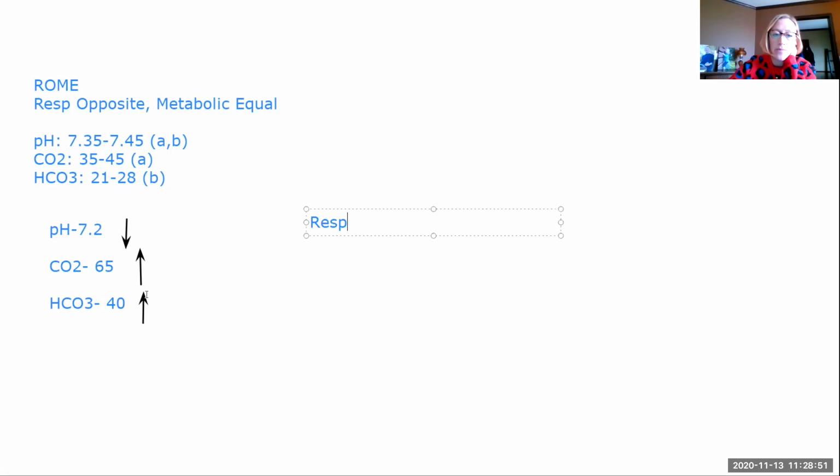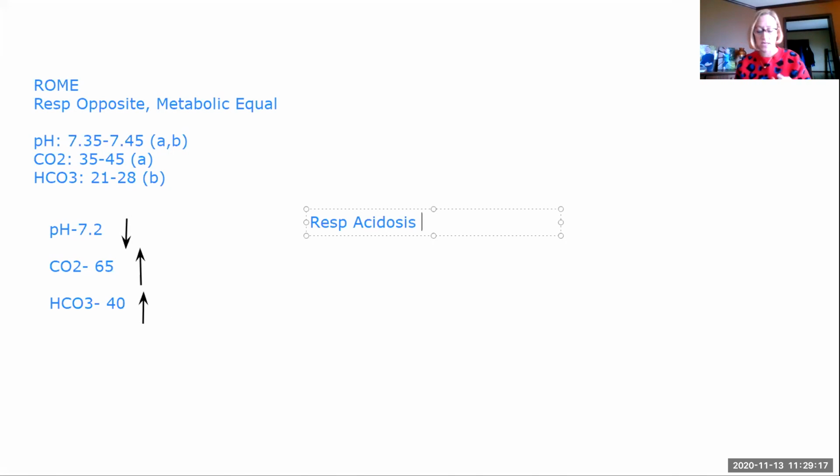And then if you look at your metabolic, is our metabolic arrow equal to our pH arrow? No. So you know it's not metabolic. So you have a respiratory problem. We know that right off the bat. Then what type of respiratory problem is it? Is our pH acidosis or alkalosis? Acidosis. All right, so now the next step.